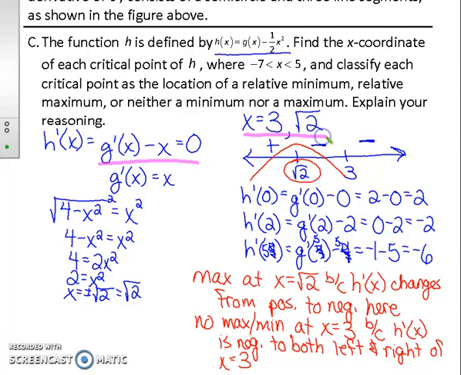Okay, so you got 1 point for coming up with the equation for h prime of x, 1 point for identifying the 2 critical points, 1 point for justifying that x equals square root of 2 is a maximum, and 1 point for justifying why x equals 3 was neither a max or a min. And that gives you your total 9 points for this problem.